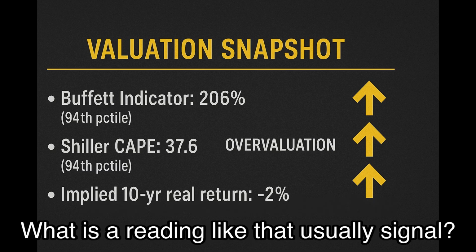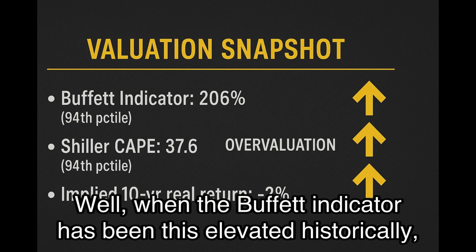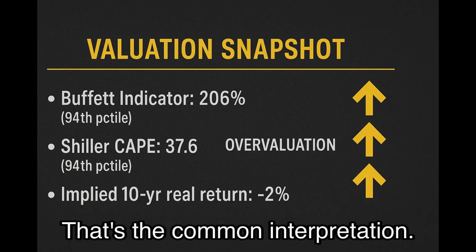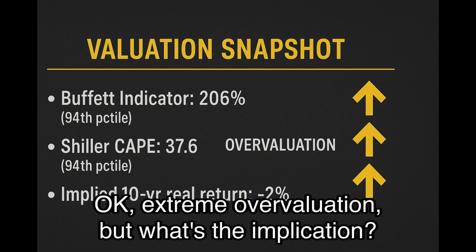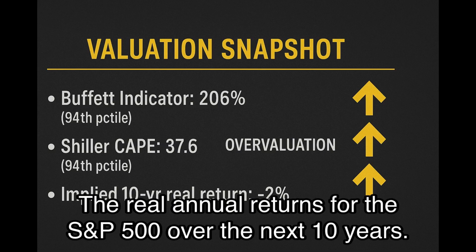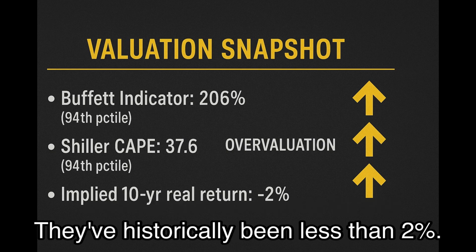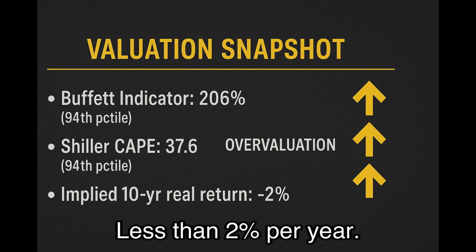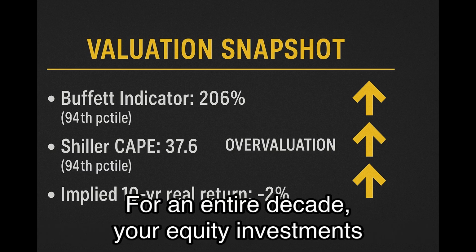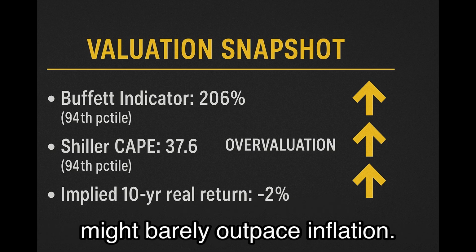What does a reading like that usually signal? Well, when the Buffett indicator has been this elevated historically, it typically signals extreme overvaluation. That's the common interpretation. Okay, extreme overvaluation, but what's the implication? And here's the crucial part. The real annual returns for the S&P 500 over the next 10 years have historically been less than 2%. Less than 2% per year. Per year. In real terms, after inflation. Think about that. For an entire decade, your equity investments might barely outpace inflation.